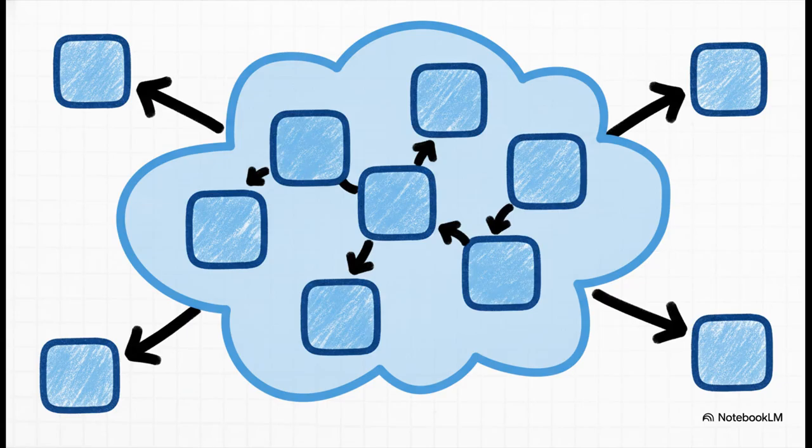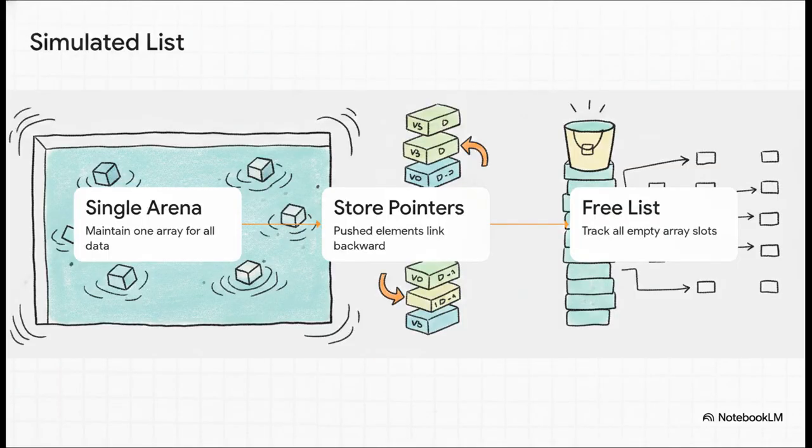Which finally brings us to approach 3, the simulated linked list. If you really want to show off in the interview, this is the senior engineer flex. We are going to entirely abandon the idea of physical array boundaries. Instead of fighting with where things physically sit, we treat the array as one giant shared pool.